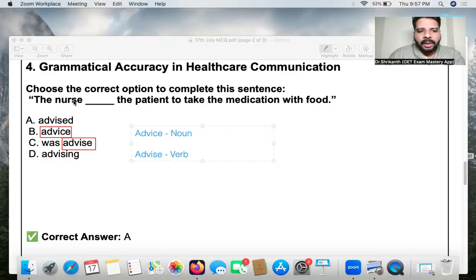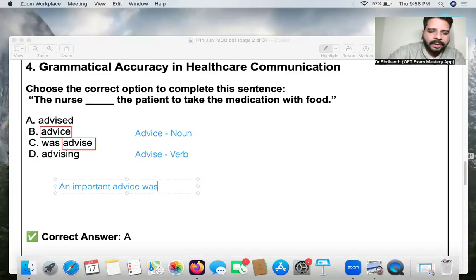Now you see over here, the nurse advised the patient. So what is the nurse doing? The nurse is advising. The nurse is doing an action. Action is a movement. So in that situation, we use the word advise. But if you want to write like this, for example, an important advice was given to the patient.